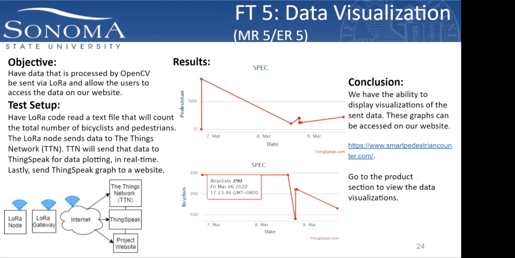For the data visualization test, we need to have the data that is processed by OpenCV be sent via LoRa and allow the user to access that data. Our test was set up to have the LoRa code read a text file, then have that text file, which counted the total number of pedestrians and bicyclists, be transmitted via LoRa to The Things Network, and then TTN basically sends it to ThingSpeak for simple data plotting, and from there, the ThingSpeak graph gets sent to the website.